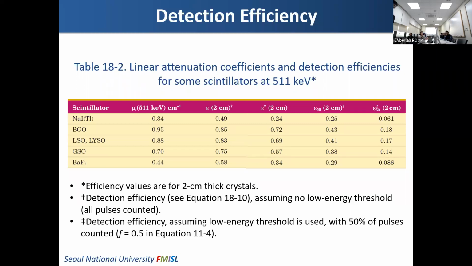So it means that the BGO crystal is the best crystal in terms of linear attenuation coefficient and detection efficiency. BGO is better than LSO. But the LSO has better energy resolution than BGO. If we have better energy resolution, we can reject scatter better. That is why after applying an energy window, the efficiency will be similar.